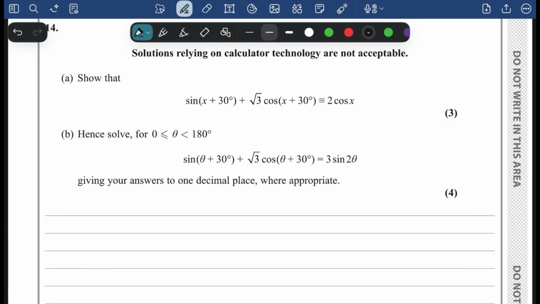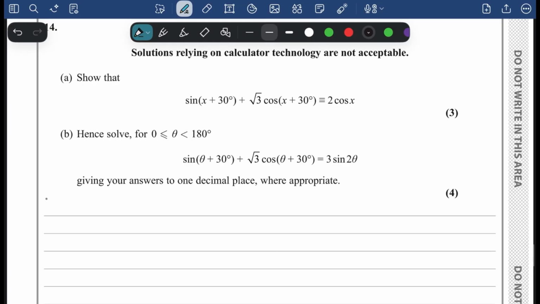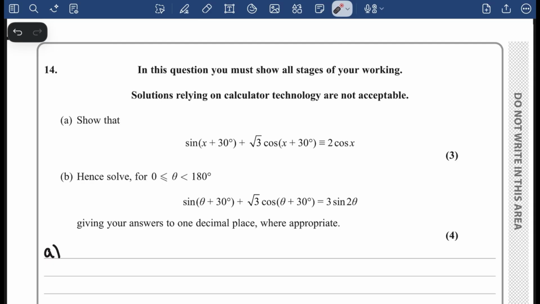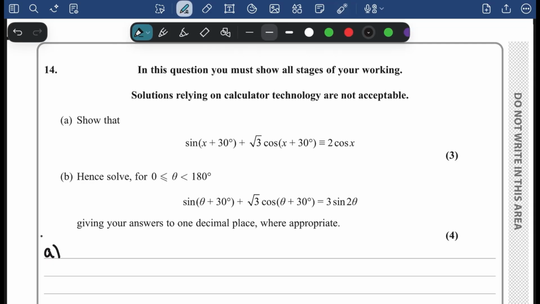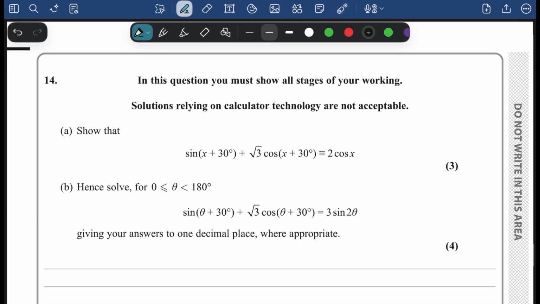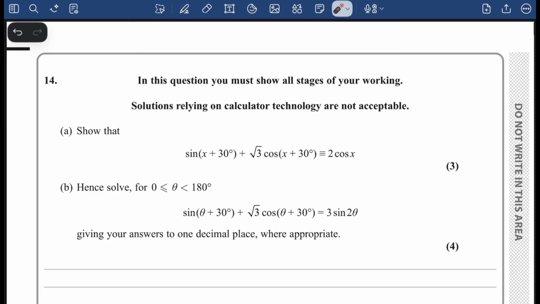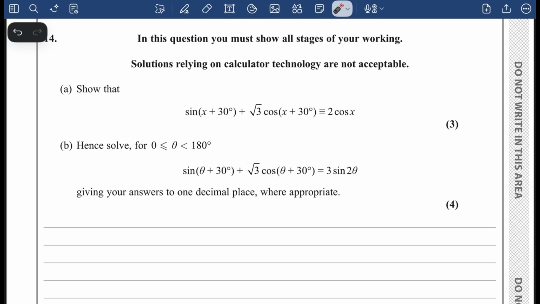Okay, so question 14 here, we're given a show that where we have to prove that this left side is similar to the right side, right? And then we have to solve this right side when it's equal to 3 sine theta.